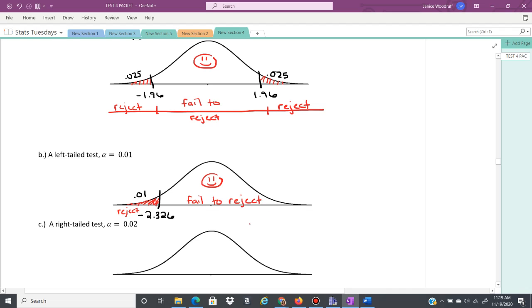Okay, so we're going to do these with problems. You're going to be drawing a normal curve for each problem so you can visualize where that critical value is going to lie.